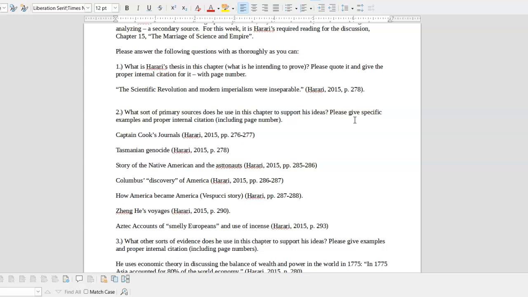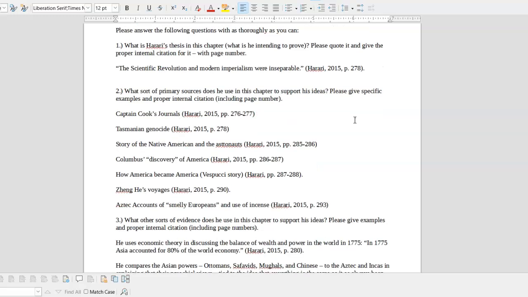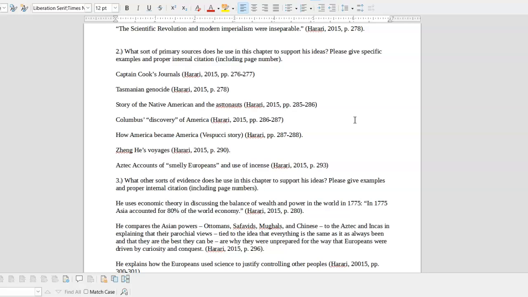It is literally, the scientific revolution and modern imperialism were inseparable. And from that point on, he goes on throughout the rest of the chapter to demonstrate how intrinsically they were tied together. All right, what primary sources does he use? Well, the first and most significant one is Captain Cook's journals. He references those on page 276 and 277, and somewhere later in the chapter there are references to them as well.